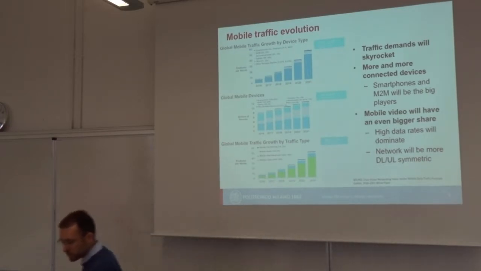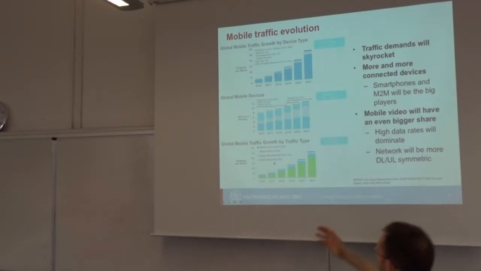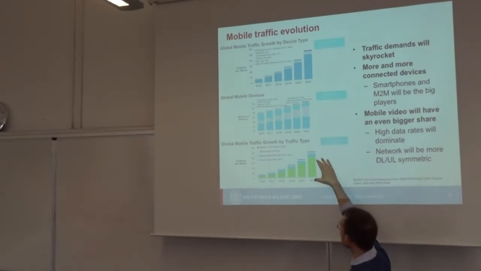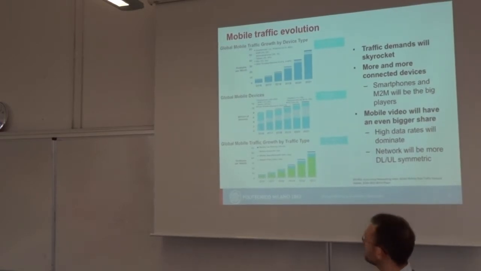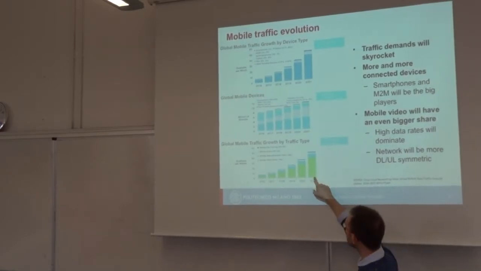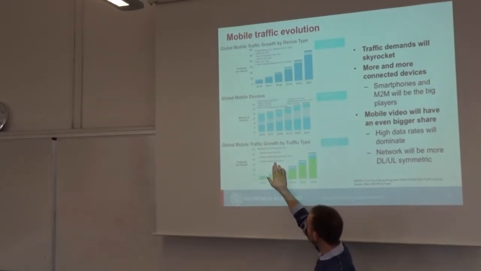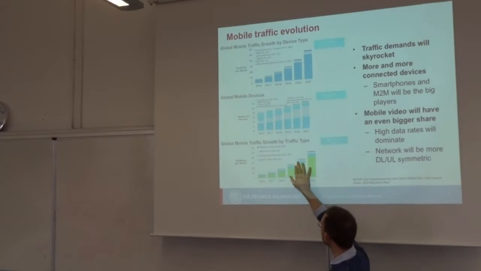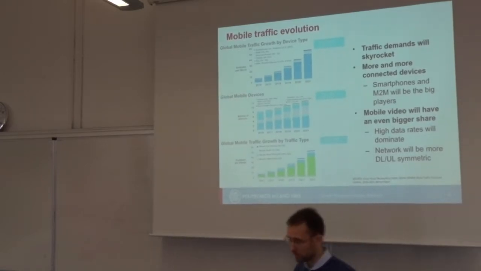Last step of the evolution is this one. This is the type of traffic that we will have, the traffic mix that we have in the future. Here we can see that what is going to take the big part is mobile video, which nowadays is a big fraction. Well, it's going to be even bigger in the future. I don't know if you can read this. Nowadays we have 60% of mobile video, and in the future it will be some 78% of volume generated.